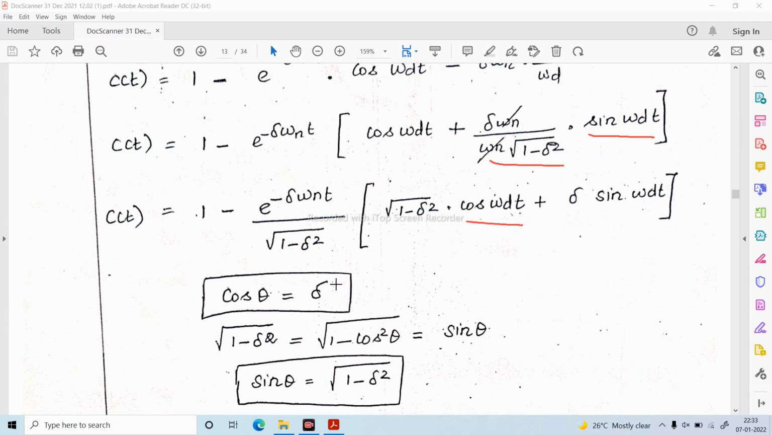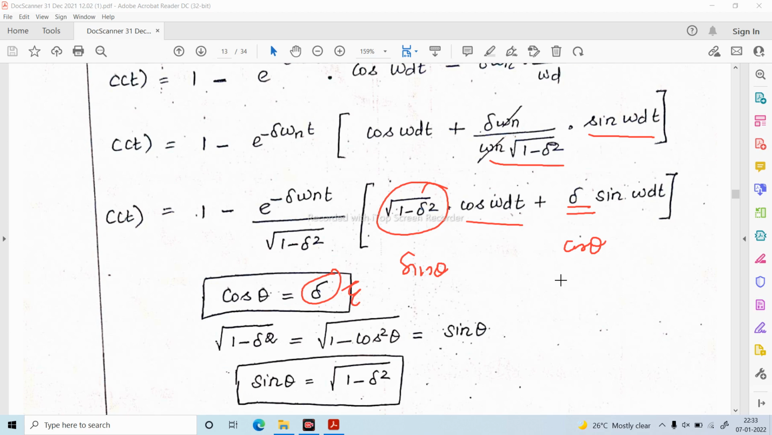What is cos theta? Damping ratio, zeta or delta. So zeta is equal to cos theta. And what is sin theta? Square root of 1 minus delta square. Here, instead of root of 1 minus delta square, put sin theta, and instead of delta, put cos theta. Okay, sin theta into cos omega d t plus cos theta into sin omega d t.